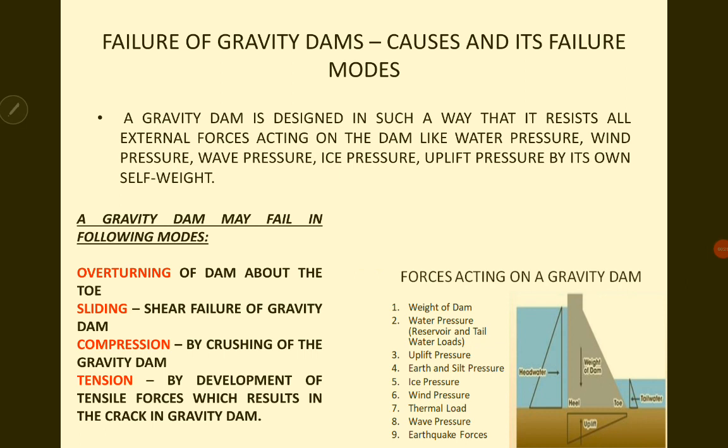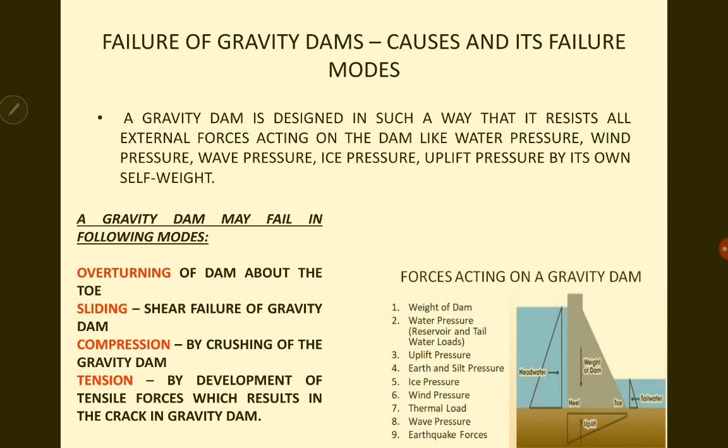What is a gravity dam? A gravity dam is a hydraulic structure which resists all the external forces acting on it by its own self-weight. The forces that act on a gravity dam include the weight of the dam, water pressure, uplift pressure, earth and silt pressure, ice pressure, wind pressure, thermal, wave and earthquake forces.